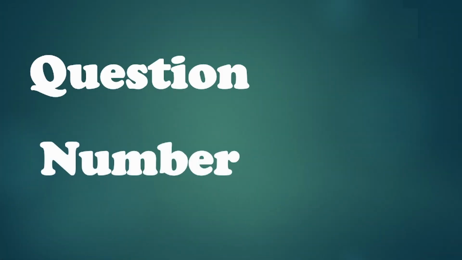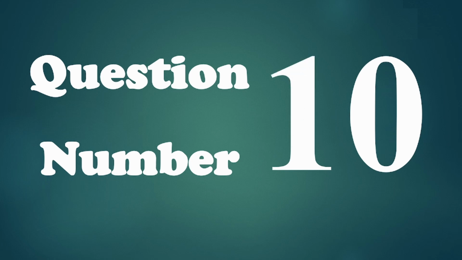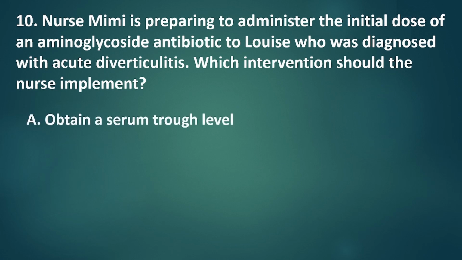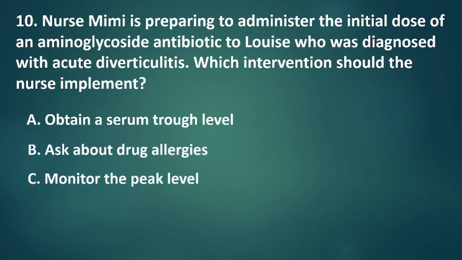Question number 10. Nurse Mimi is preparing to administer the initial dose of an aminoglycoside antibiotic to Louise, who was diagnosed with acute diverticulitis. Which intervention should the nurse implement? A. Obtain a serum trough level. B. Ask about drug allergies. C. Monitor the peak level. D. Assess the vital signs.